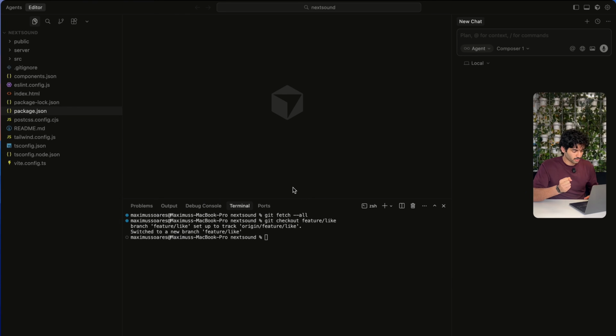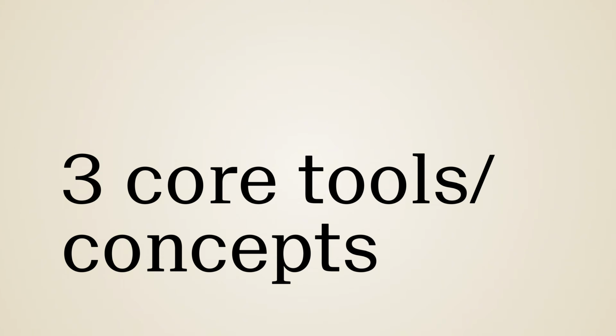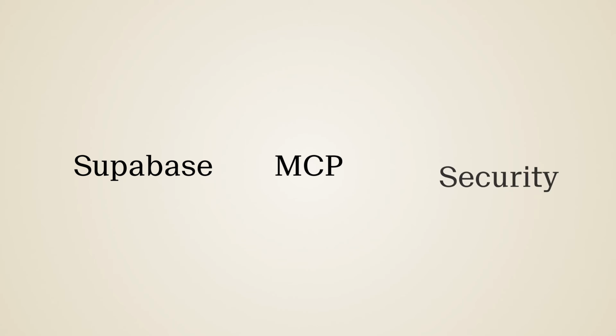So this branch already includes a bit of backend setup, so we can skip everything up to that phase and go straight into connecting everything with Supabase. All right, so we've got our branch set up, but before we start coding, let's talk about the 3 core tools or concepts we need to learn before we can actually get into this project. So they are Supabase, MCP, and how security fits into this.